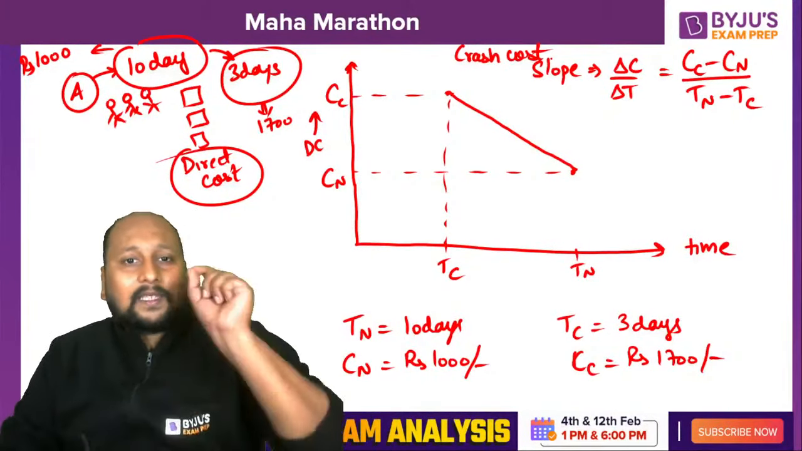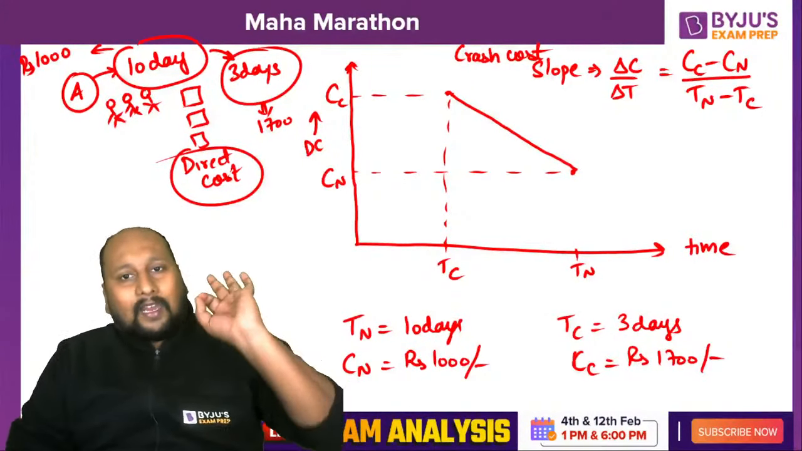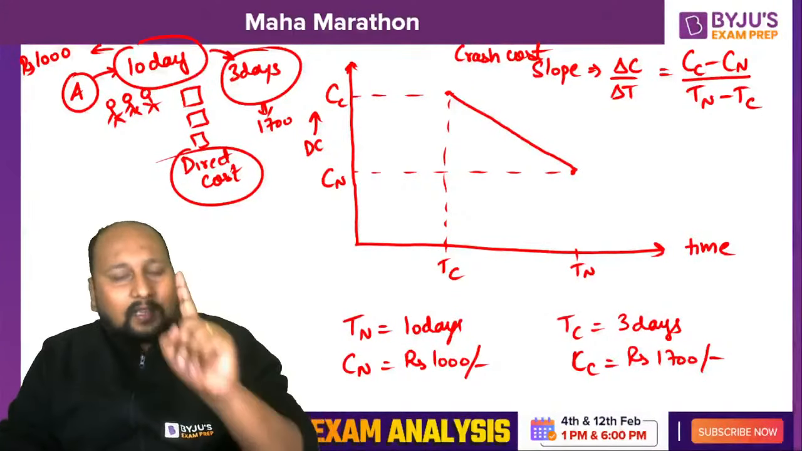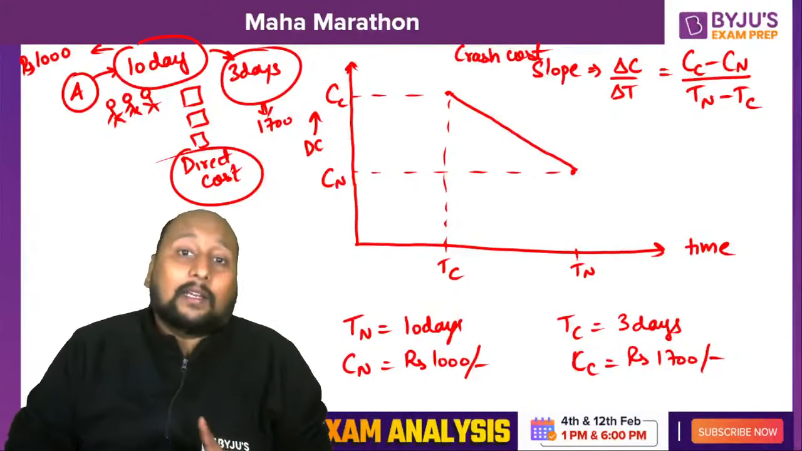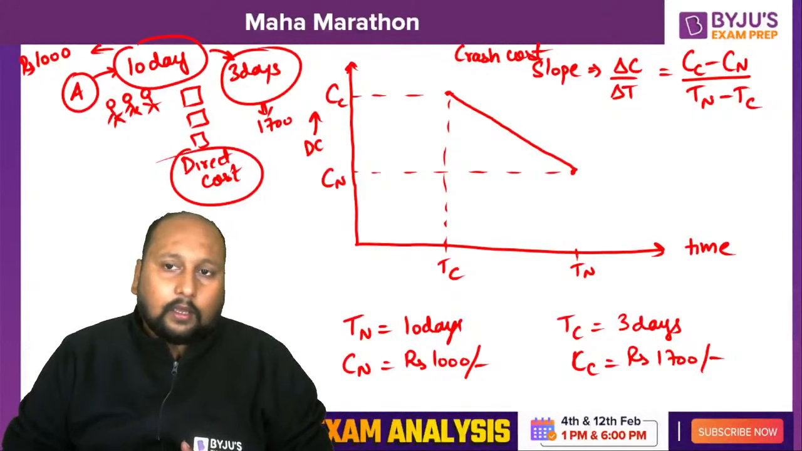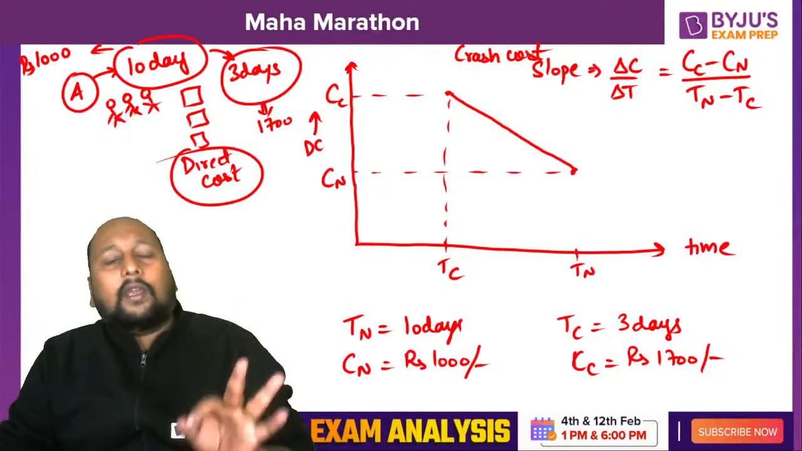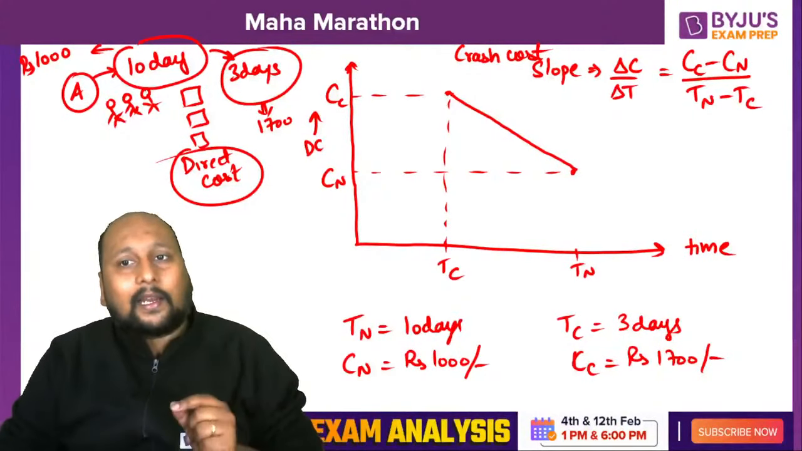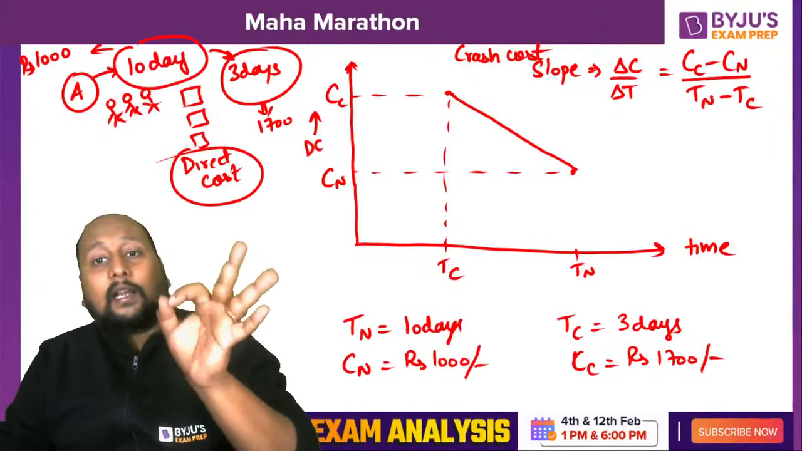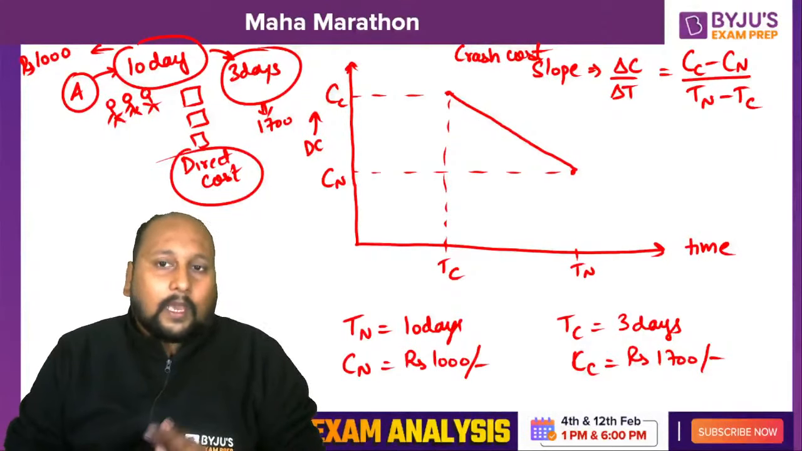Okay. Now, why is this important? Whenever we are doing crashing, the first very important thing is we are doing crashing only for the critical activities. Fine. We are always doing crashing only for the critical activities, and we always select that critical activity which has the least crash cost slope. Okay, what is the meaning of this?